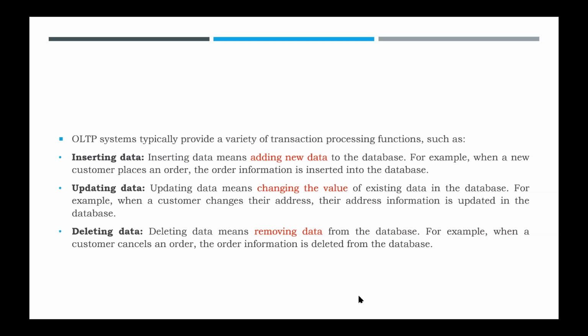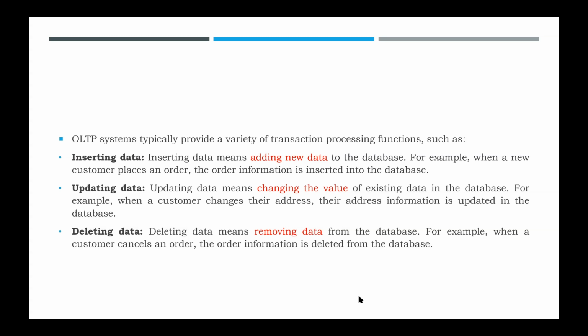For example, when a new customer places an order, the order information is inserted into the database. Updating the data means we are going to be changing the existing data in the database. That means we can say that in our class there are 20 or 30 students. One student is detained in 3-1. Coming to 3-2, we have to remove that record, or we can change the status of that. That is updating. Or for example, when a customer changes their address, the address has to be updated.